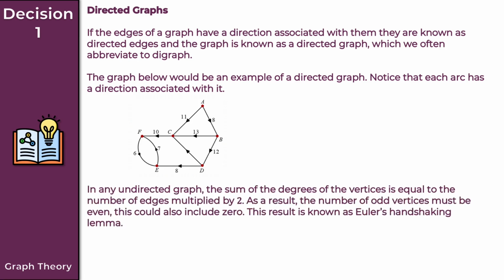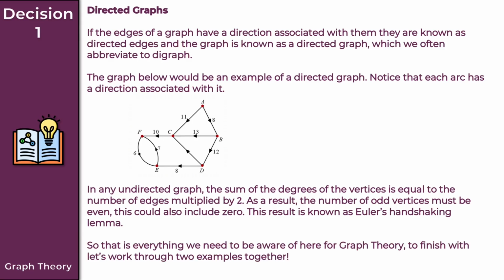Now, in any undirected graph, the sum of the degrees of the vertices is equal to the number of edges multiplied by 2. And as a result, the number of odd vertices must be even. Now, this could also include 0. And this result here is known as Euler's handshaking lemma. So that is everything that we need to be aware of here then for graph theory.